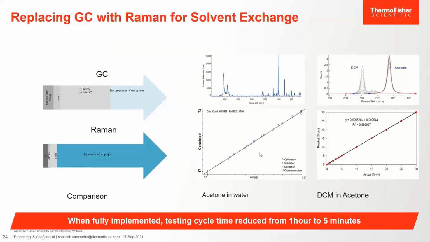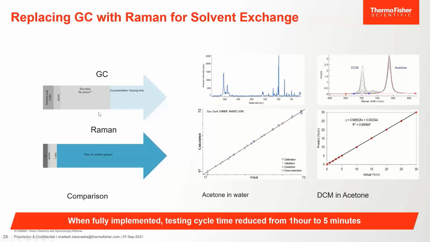Here in this example, replacing gas chromatography for solvent exchange, this is acetone in water. This is in biopharmaceutical downstream processing. The cycle time can be reduced from a few hours to a few minutes. And then the other example is measuring DCM and acetone, and we get an excellent correlation of 0.999, which is almost equal to 1, and the same here, 0.999, and very small error of calibration.